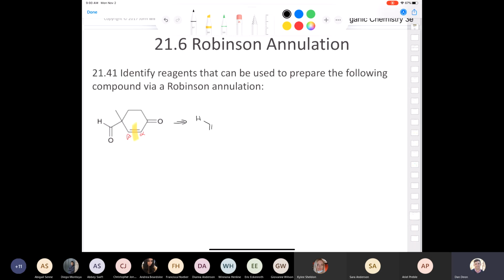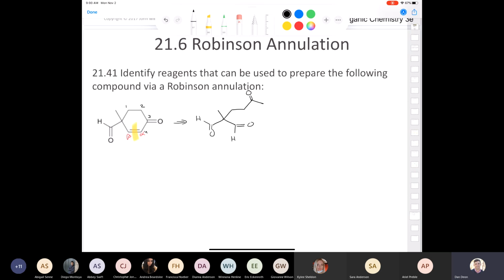We'd have our aldehyde here. We have our methyl group. And over here, we'd have another aldehyde, right? That double bond is going to come from another aldehyde. And then we have 1, 2, 3, 4 carbons to our ketone, like this. So this would be the intermediate that we would use for our aldol condensation reaction.